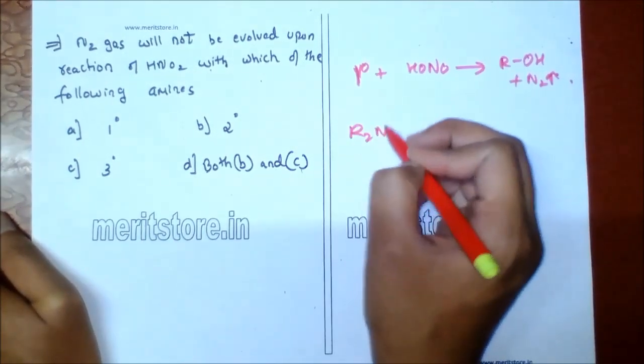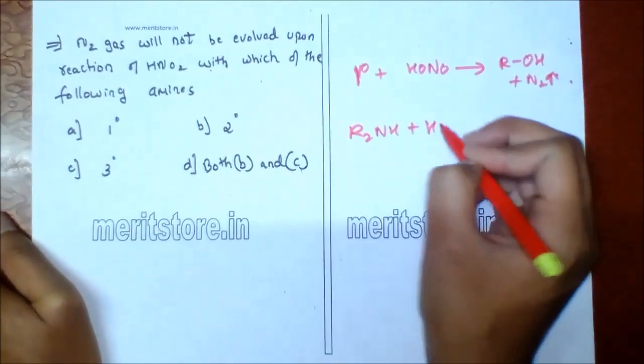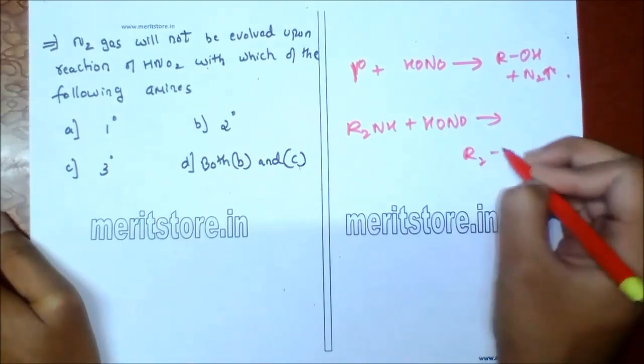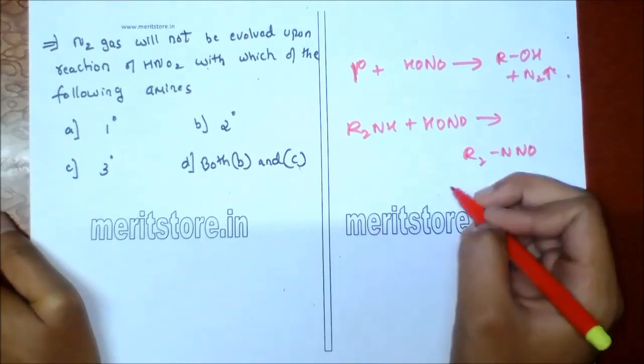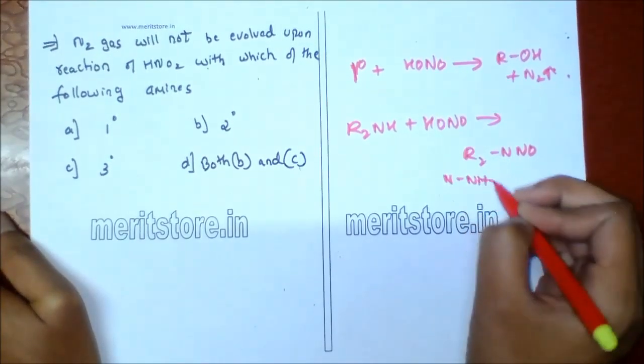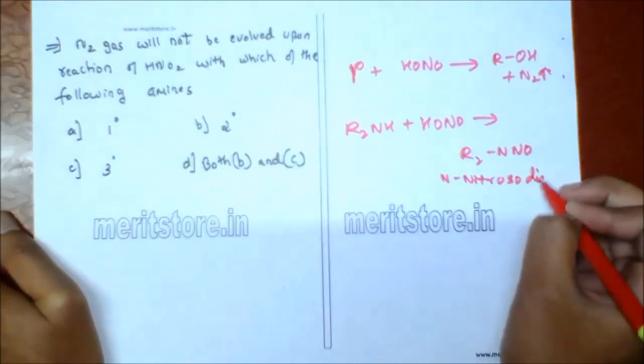And in secondary amine, this is N-nitrosodialkylamine. N-nitrosodialkylamine is formed.